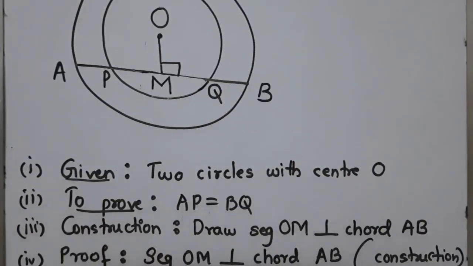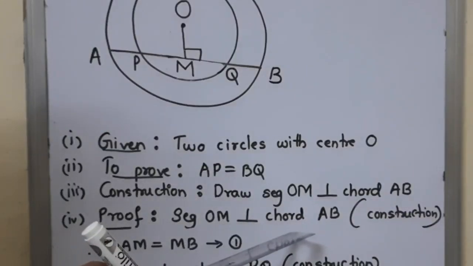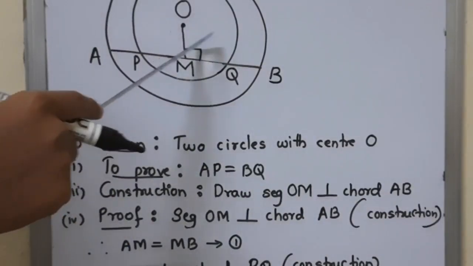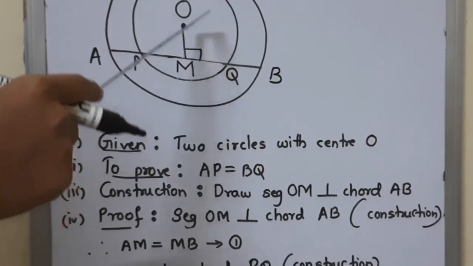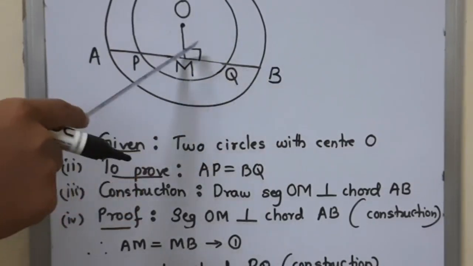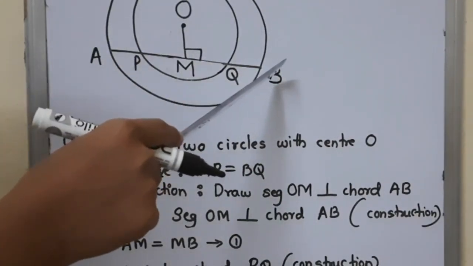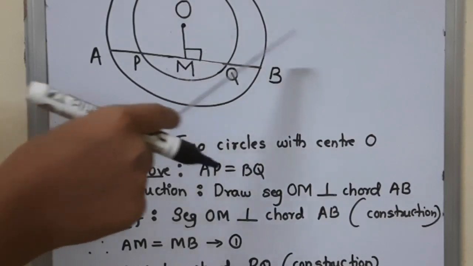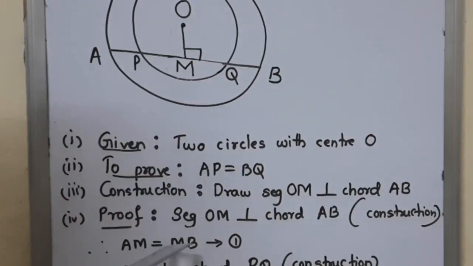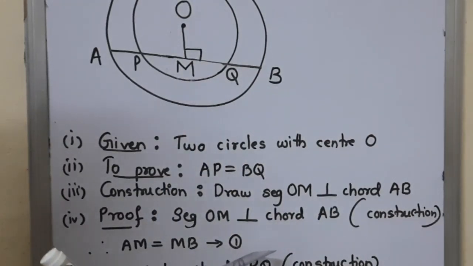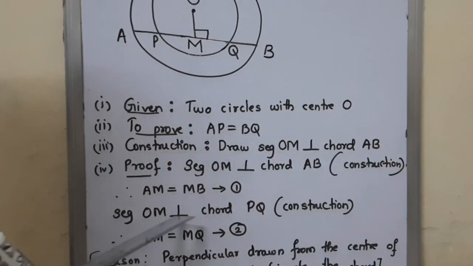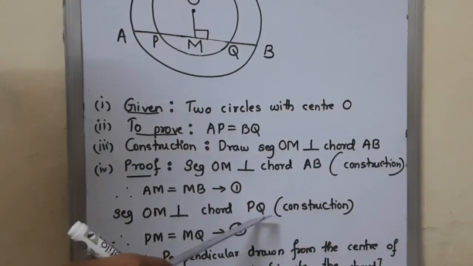Now, proof. First, we will write the same thing. Segment OM perpendicular to chord AB we got from construction. Now, if OM is perpendicular to chord AB, then this is 90 degree. Then AM is equal to BM, right? Because OM bisects AB into two equal parts. Therefore, we can write AM is equal to MB. So, we have written AM is equal to MB. Let it be equation number 1. Segment OM is also perpendicular to chord PQ.